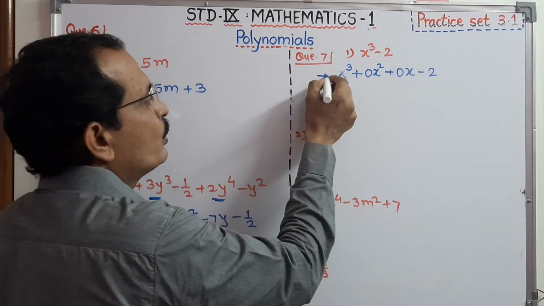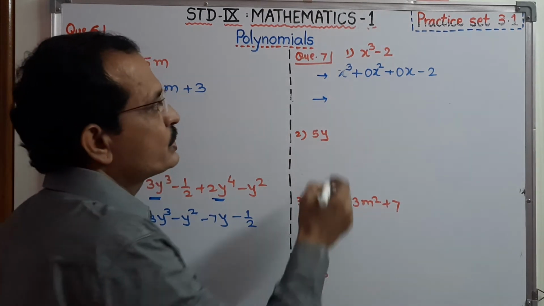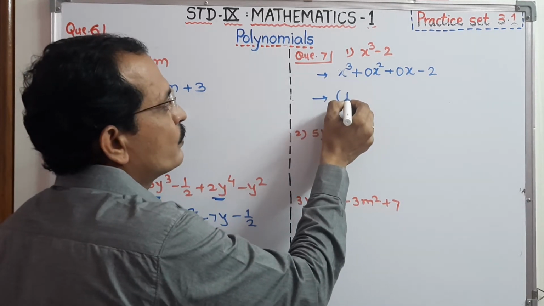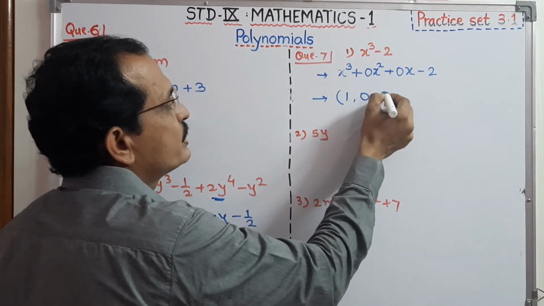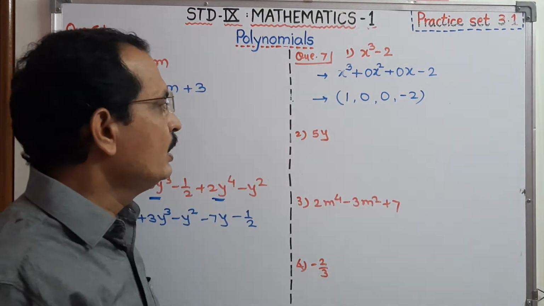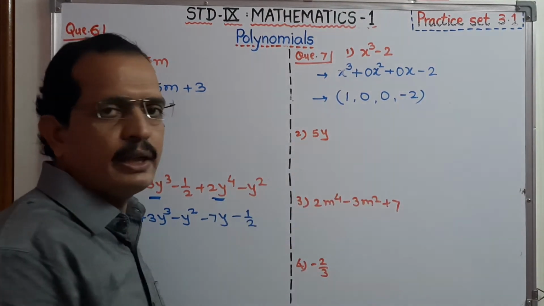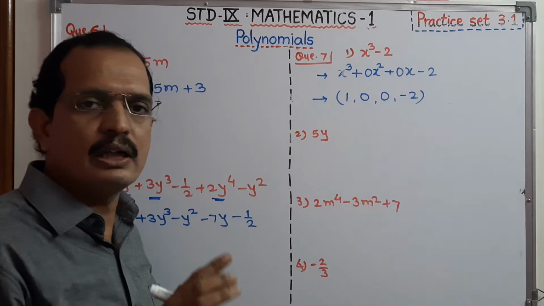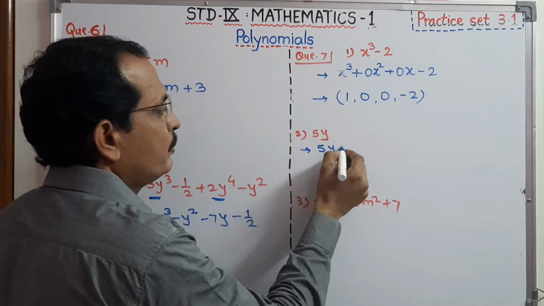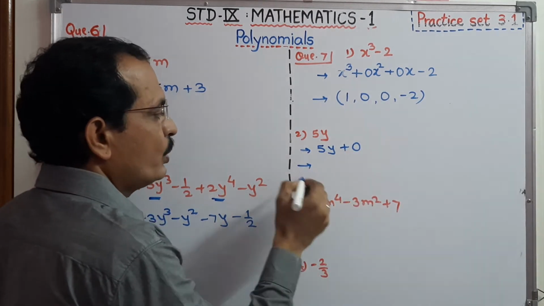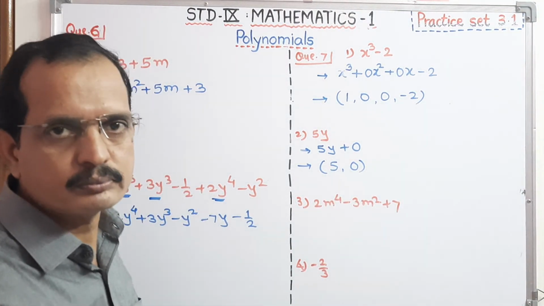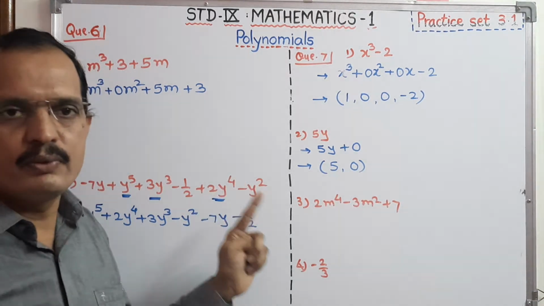Now we have to write the coefficient form. While writing the coefficient form, we write only the coefficient of each term. This is coefficient 1, here it is 0, here it is 0, and here it is minus 2. Don't forget to write the minus sign. See here, 5y. Now degree is 1, so it must contain 2 terms. Therefore it is 5y plus 0, and the coefficient form is 5 and 0. Any doubt? No. Very simple, very easy.